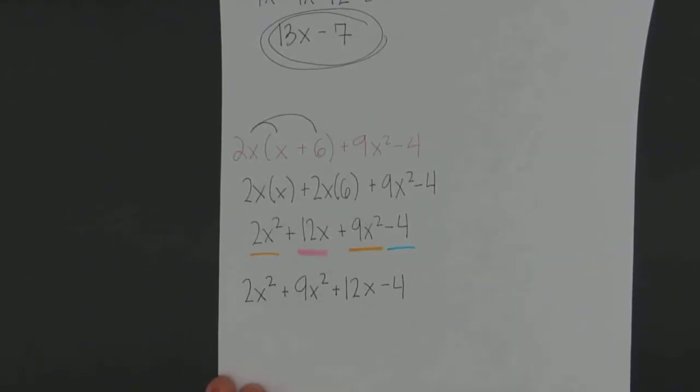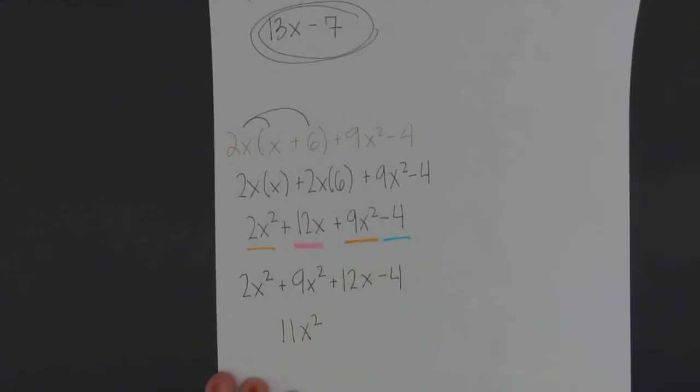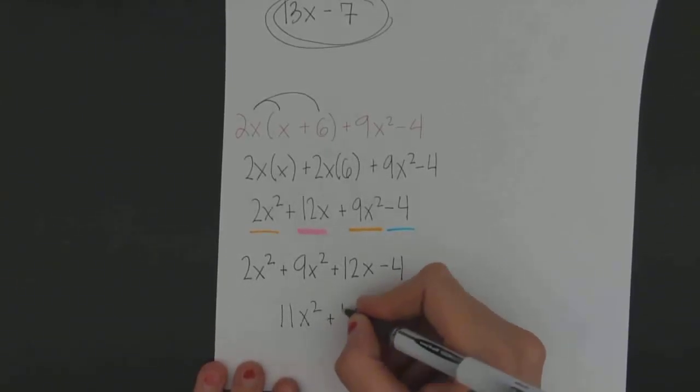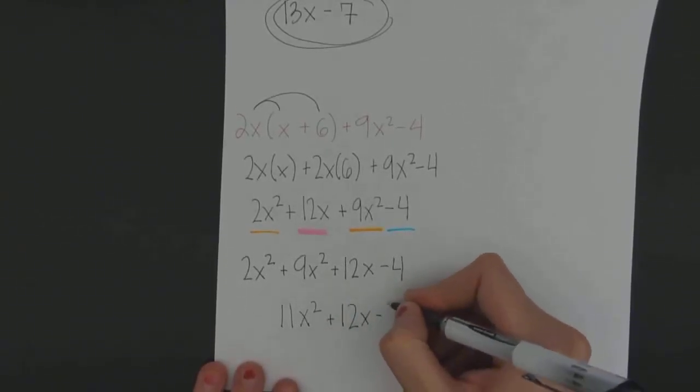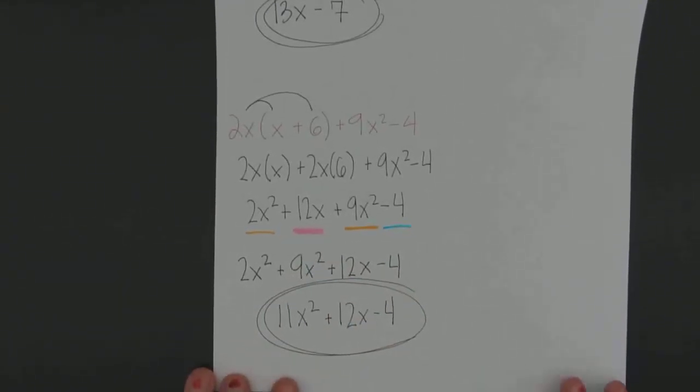2x squared plus 9x squared would give me 11x squared. Then I have nothing to combine over here, so just plus 12x, subtract 4. There were no other like terms. So my final answer on that one would be 11x squared plus 12x, subtract 4.